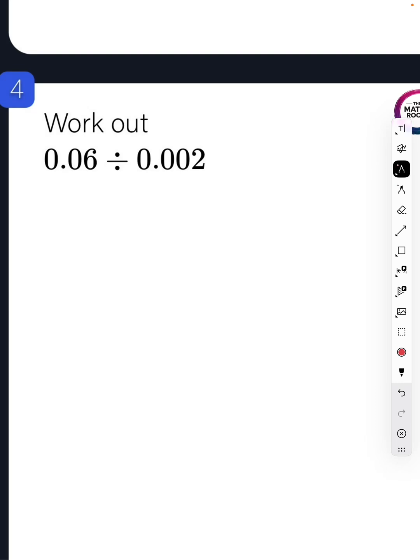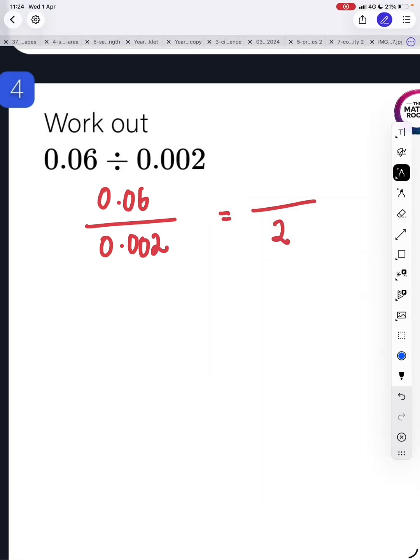Now, this is not the same as multiplying, so be very careful. I would always say put it as a fraction first, because you're dividing, so it represents the same thing. That line represents division. Now I need to make sure that my denominator is always a whole number. In order for me to make that as a whole number, I'm going to have to times it by something. So 10, 100 and 1,000. So I need to times that by 1,000.